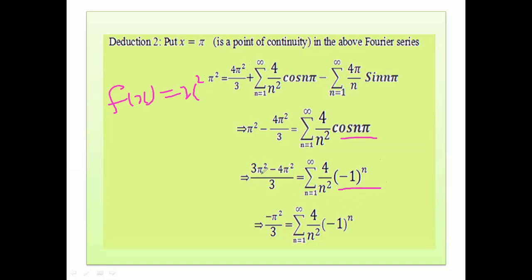What you get: minus 3. You can take that LCM. You can take the cross multiplication of 3 pi square minus 4 pi square by 3. That simplifies to minus pi square upon 3, which is equal to the summation. So you write the same one as it is here. Minus pi square by 3 is equal to summation n is equal to 1 to infinity 4 by n square minus 1 upon 1 power n.